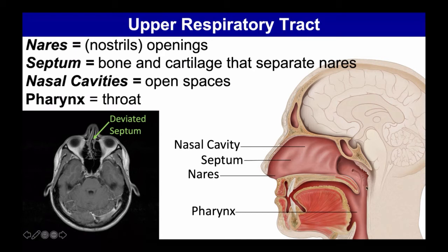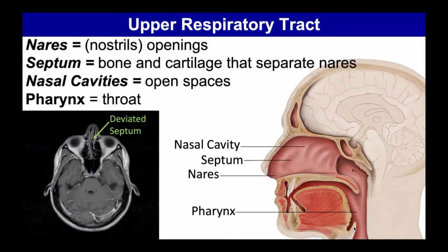And then we've got the nasopharynx, the uvula here, which is going to flip up to prevent material from entering the nasal cavity. The oropharynx with the tongue, the epiglottis, which is going to flip down when we swallow to cover the opening to the larynx.